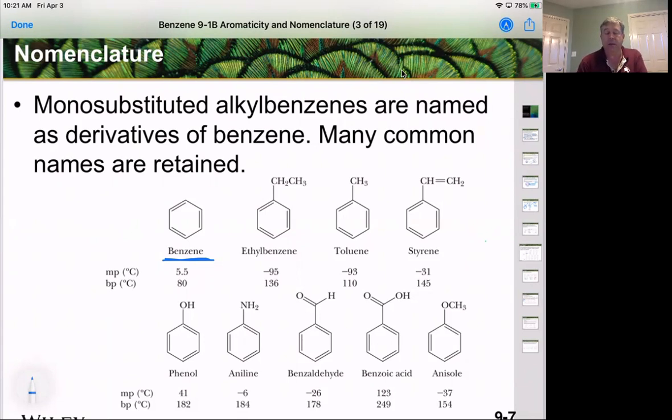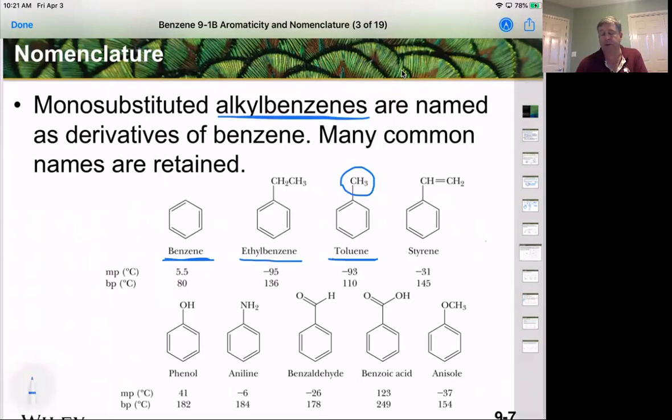Anytime you have alkyl benzenes that are monosubstituted, they tend to be named for the alkyl chain if they're long, so we have ethylbenzene or propylbenzene, etc. But when we have just the methyl group, that's a common enough material that we have a special name for it. We call that toluene. Okay, this is a common solvent. You can go down to Home Depot or Lowe's and buy some and use it for cleaning up parts in your garage here.